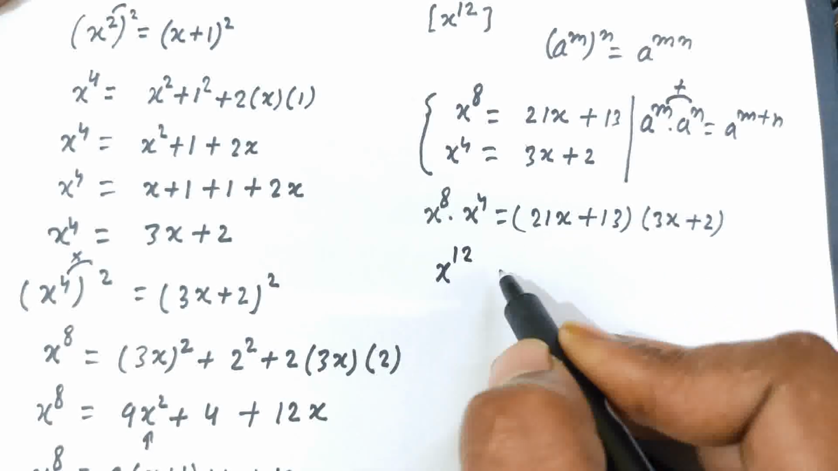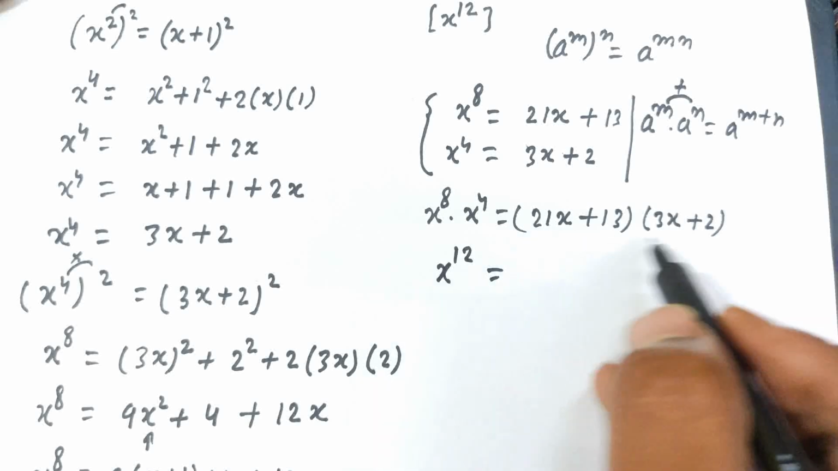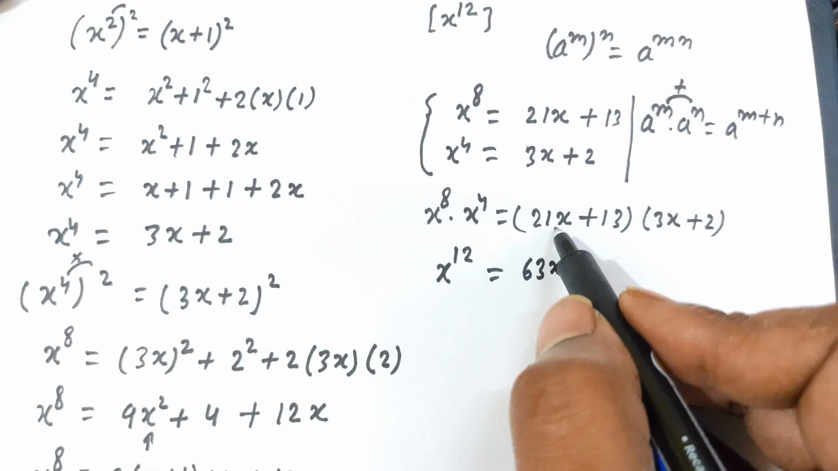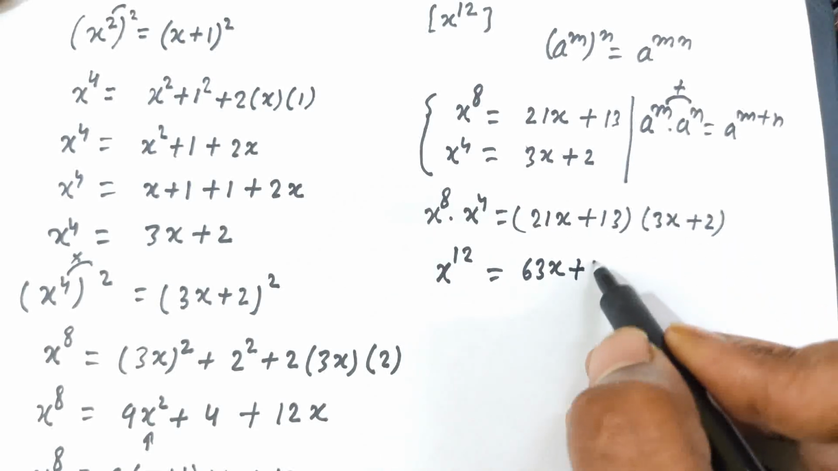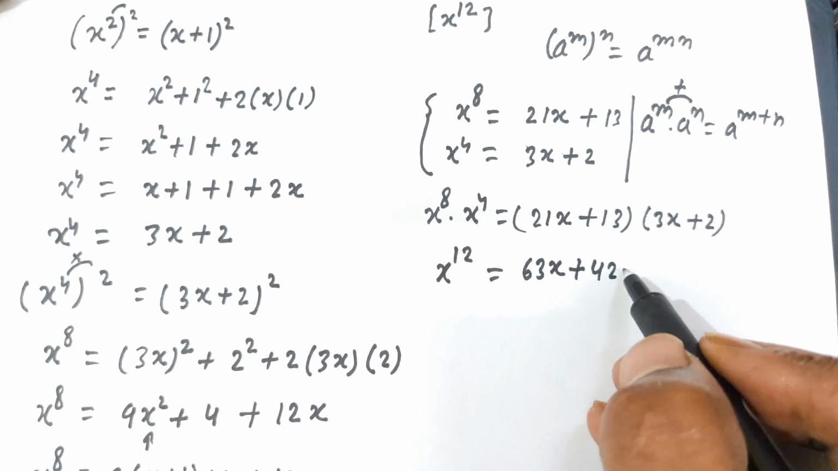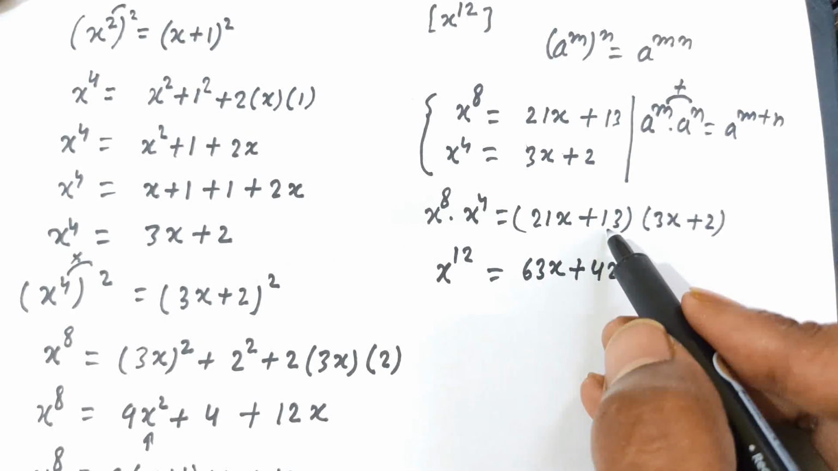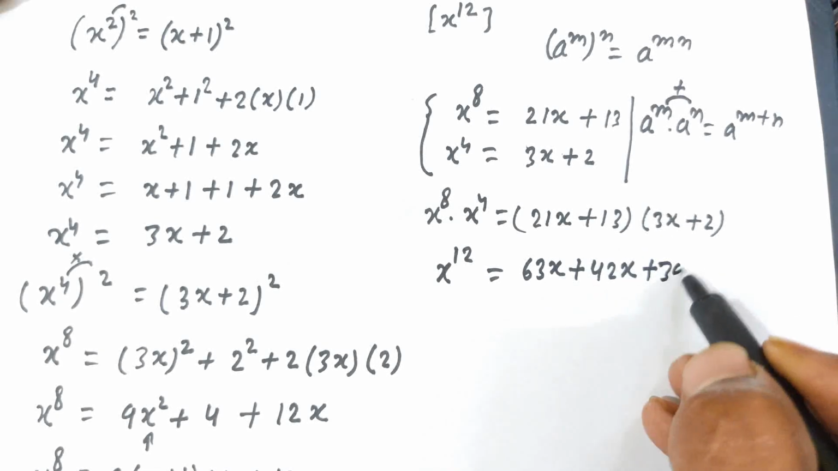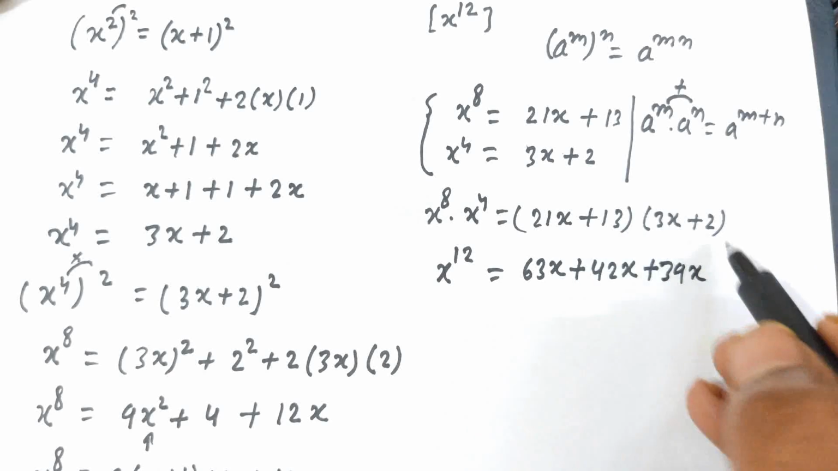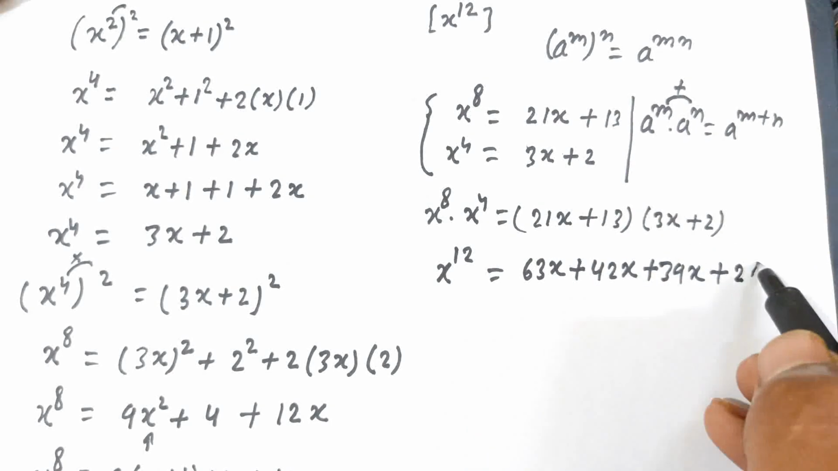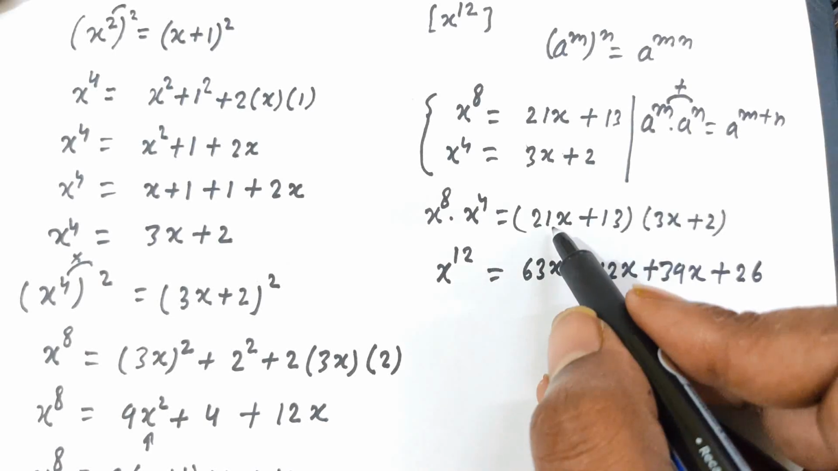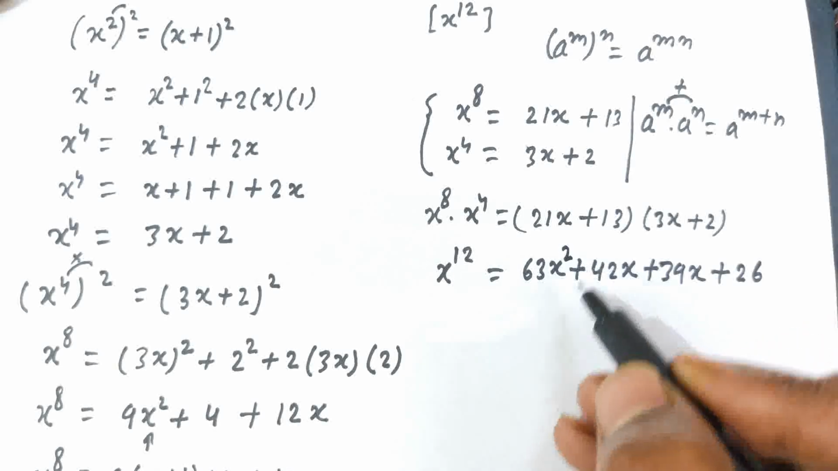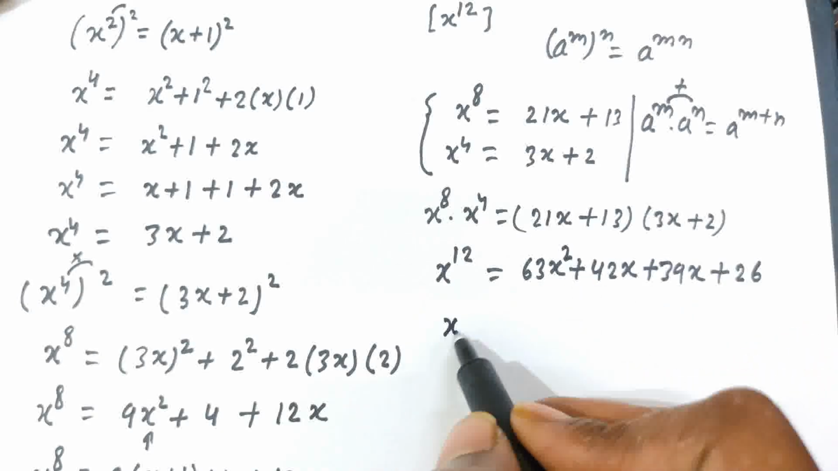Then x^12 equals, this 21x is multiplied by 3x, then we get 63x². And 21x is multiplied by 2, then we get 42x. And this 13 is multiplied by 3x, then we get 39x. And this 13 is multiplied by 2, then we get 26. Here, sorry students, 21x is multiplied by 3x, then we get 63x². Sorry. On the left hand side is x^12.